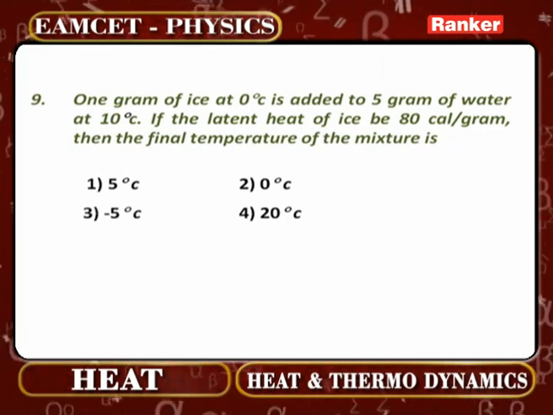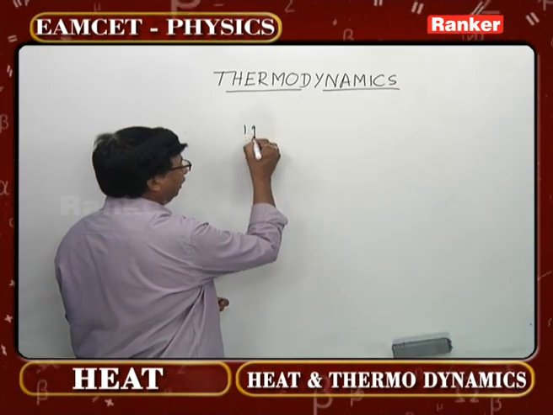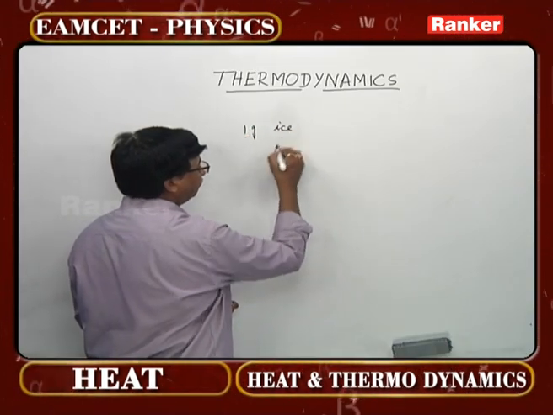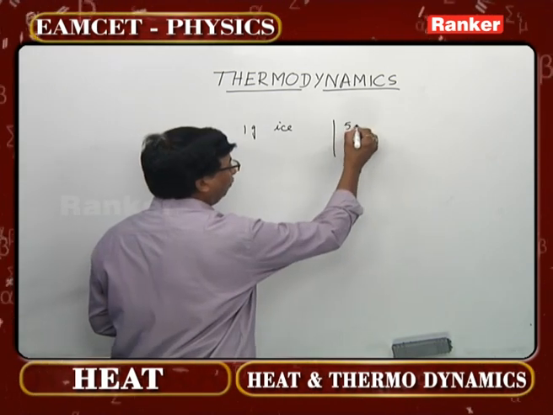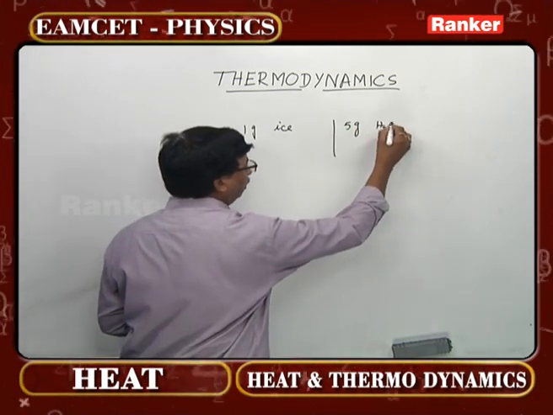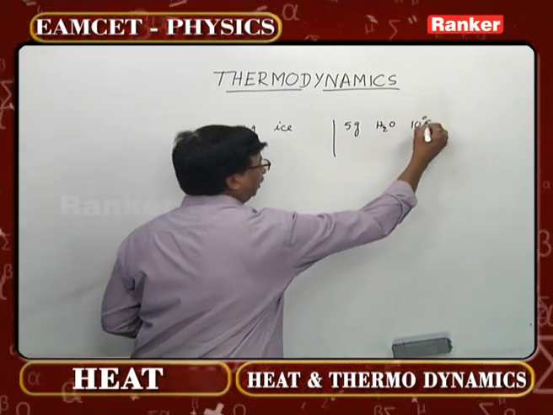A bit of observation will make you get the answer directly. 1 gram, he is talking about ice. And what is it mixed with? It is given 5 gram of water, which initially was at a temperature say 10 degrees centigrade.